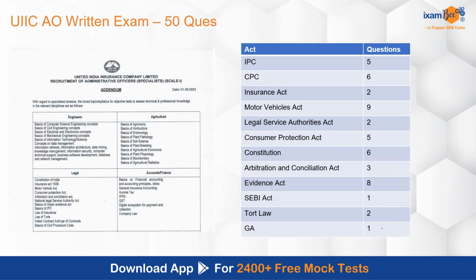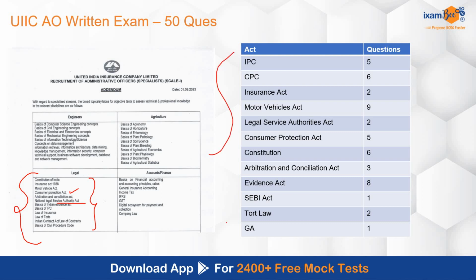Then there was also UIIC's exam, in which there was a legal subject and the syllabus was also given. There were 50 questions in UIIC AO written exam. This was the syllabus that was disclosed. The Constitution, Insurance, Motor Vehicle, Consumer Protection, Arbitration, National Legal Service Authority Act, Basics of Indian Evidence, IPC, Insurance, Torts, Indian Contract, Basics of CPC. UIIC asked questions from this syllabus only.